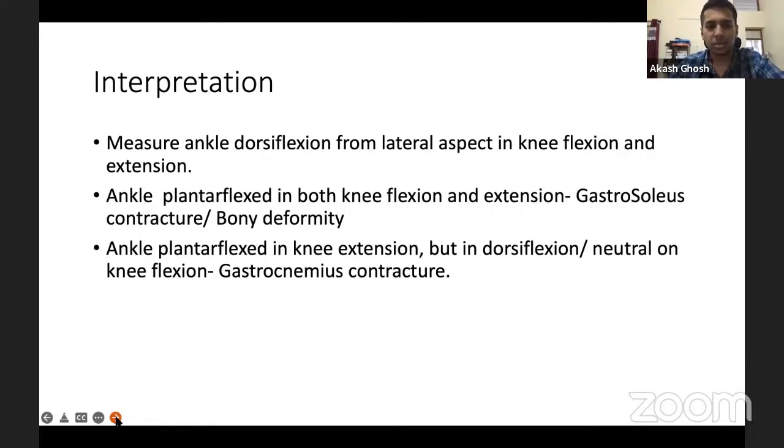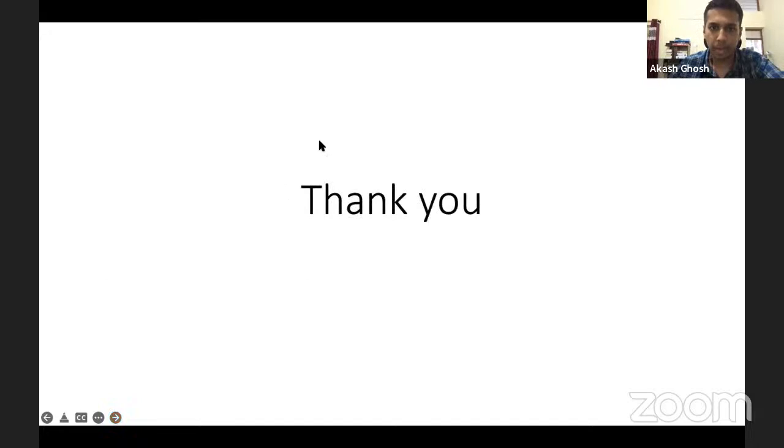So if the ankle is plantar flexed in both knee flexion and extension, the cause is mostly a gastrosoleus contracture or a bony deformity. Whereas if the ankle is plantar flexed in knee extension, but in dorsiflexion or neutral in knee flexion, it's most likely to be due to a gastrocnemius contracture. Thank you, Akash.